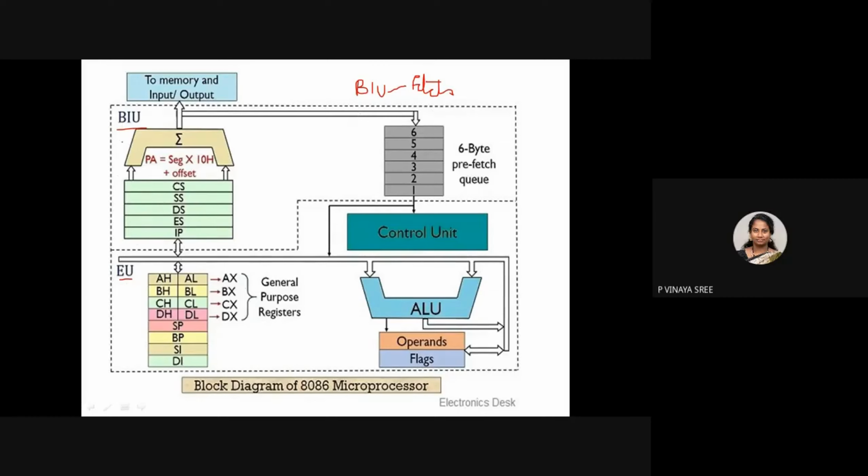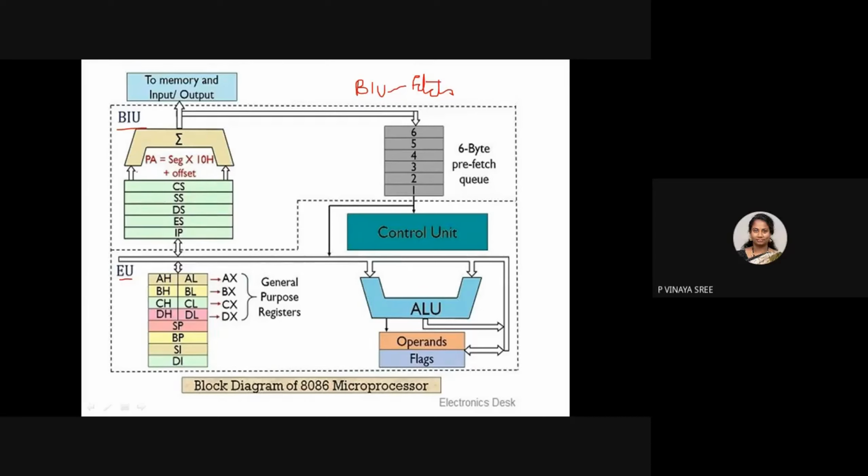So when BIU is fetching, the EU will not sit idle. EU will do its own work, like whatever the already fetched instructions, they will be moved to EU for execution. Meanwhile, the queue will become empty, and the fetching of instructions will be done by BIU. For that, the BIU has to calculate the physical address. The formula is segment register times 10H plus offset register.